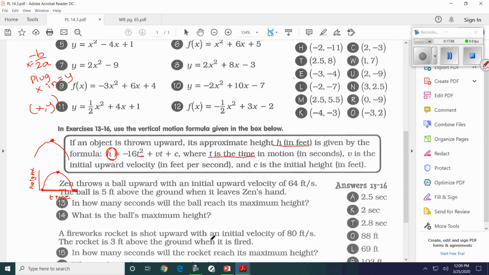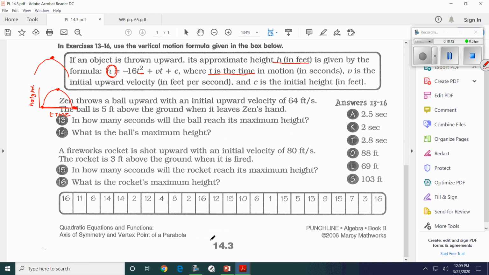So when it says Zen throws a ball upward with an initial velocity of 64 feet per second, the ball is 5 feet above the ground when it leaves Zen's hand, and how many seconds will it take for it to reach its maximum height? So let's think about what we've been learning. We've been talking about finding the axis of symmetry and finding the vertex.